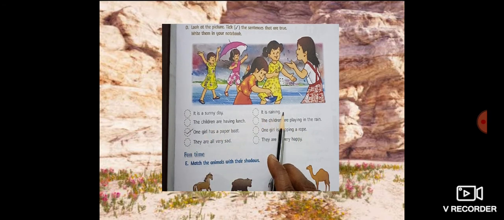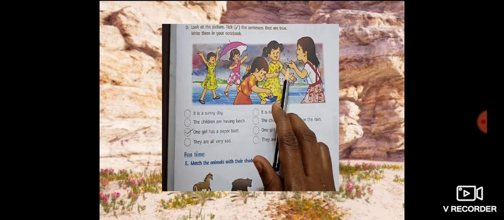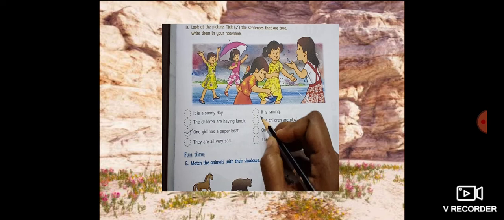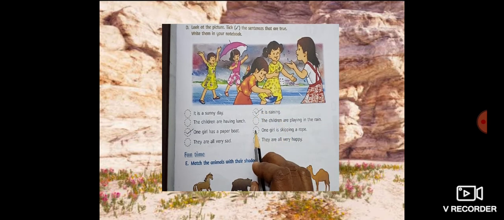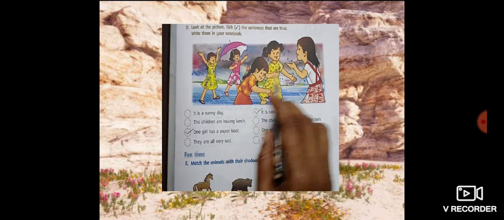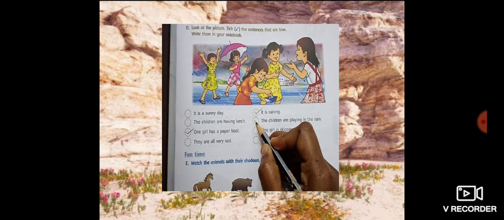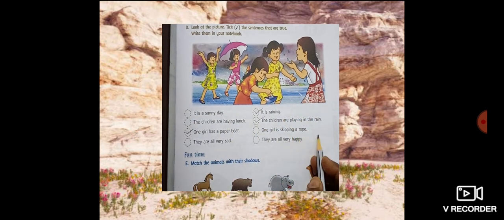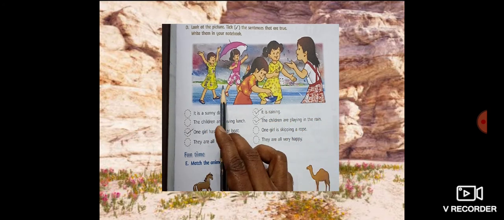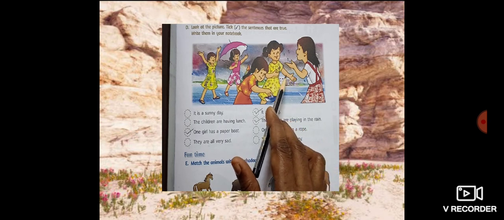Next. It is raining. Is it raining here? Yes, look at the girl. They are having umbrellas. So it is true. It is raining. The children are playing in the rain. Yes, they are all playing in the rain. It is correct. True. One girl is skipping a rope. Is any girl skipping here? No.